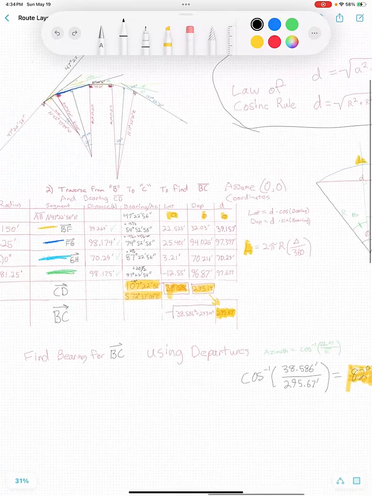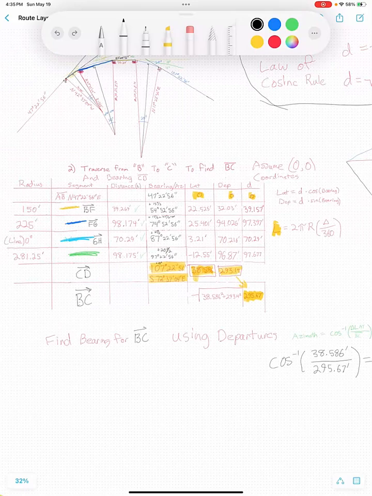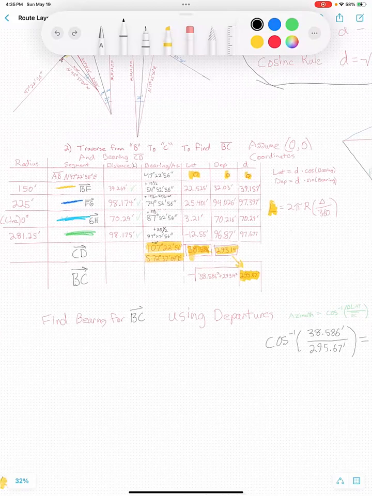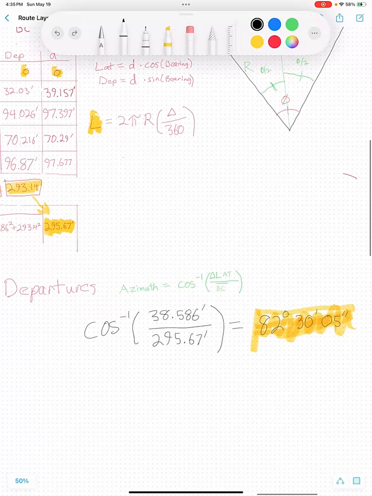Okay? So now that we have the departure, or sorry, the latitude, and we have that overall distance, now we can actually find the bearing, just like we did earlier in the problem, right? Part one, we found the bearing for that BC using the departures, right? So this is where we use the delta lat over the overall distance.